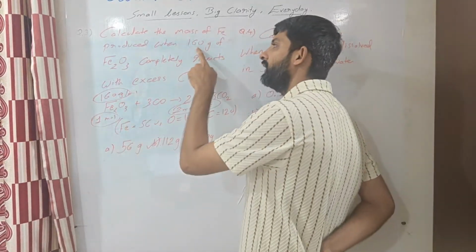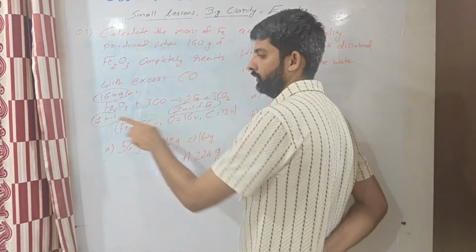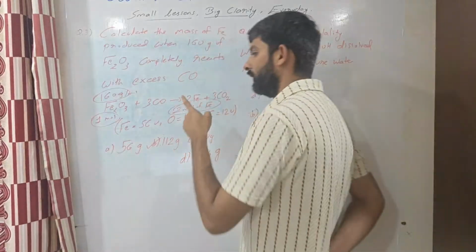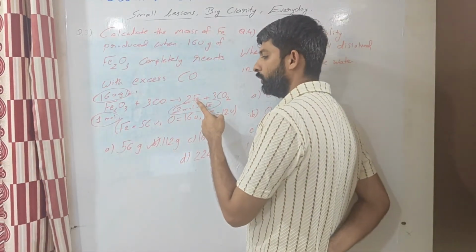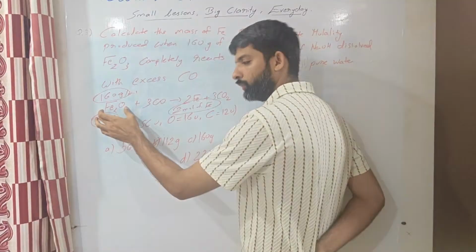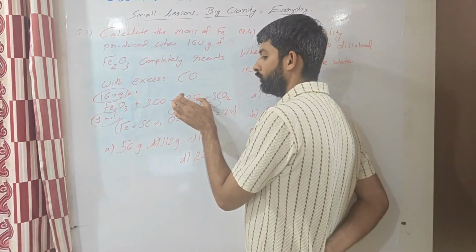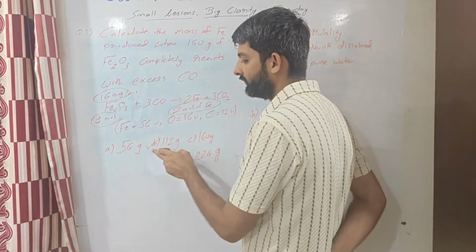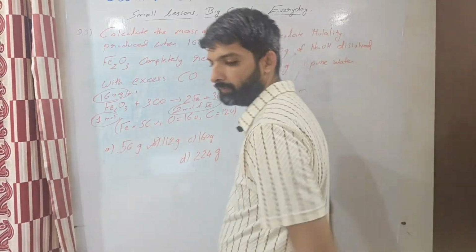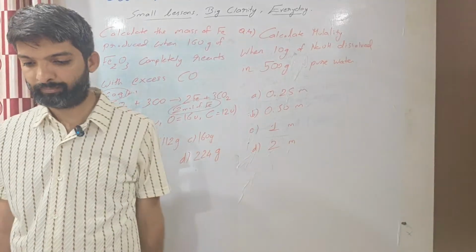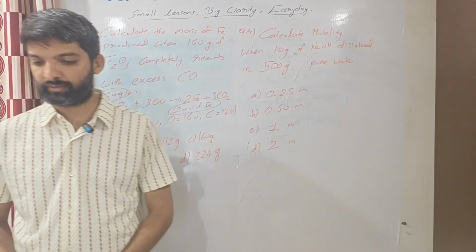So 160 and actual mass is also 160. So 1 mole of Fe2O3 is heated with CO, but it gives 2 mole of Fe. So 2 mole of Fe means it is 112 because mass of Fe is 56. So 56 into 2 is 112. So it is clear.